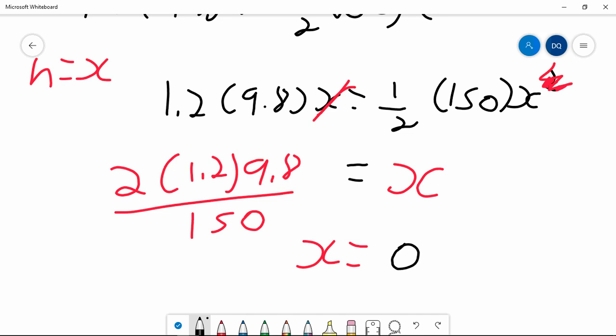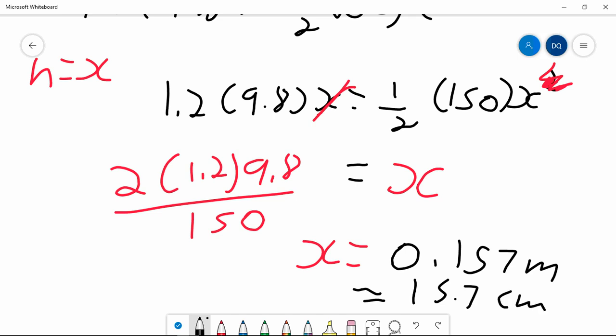And that gives us 0.157 meters, or 15.7 centimeters. Okay, how does this change if the block is, well, there's a couple of discussion questions, so let's answer those as well.